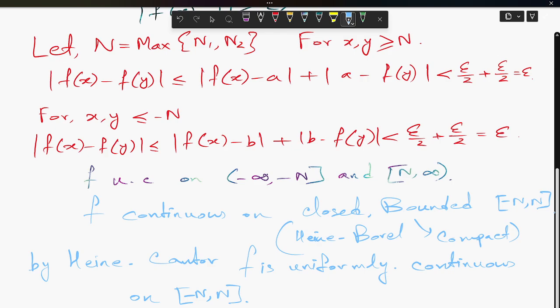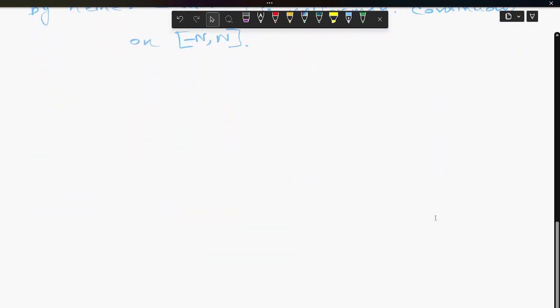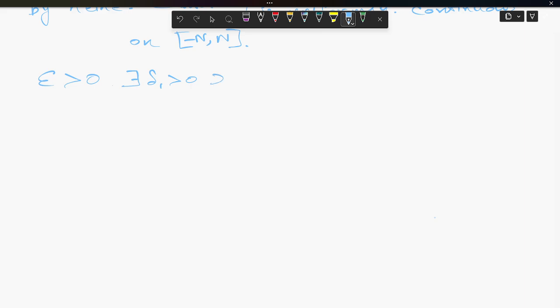So thus, for the same epsilon greater than 0, there exists delta 1 greater than 0 such that for all x, y belongs to the closed interval minus n up to n, if mod of x minus y is less than delta 1, then mod of f(x) minus f(y) is less than epsilon.